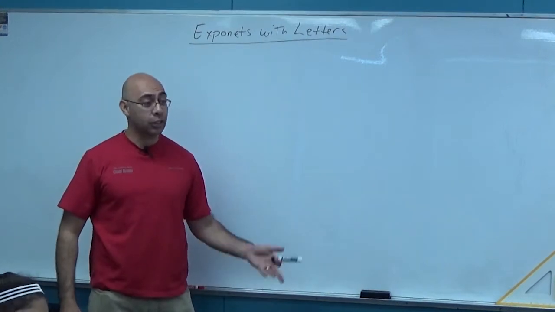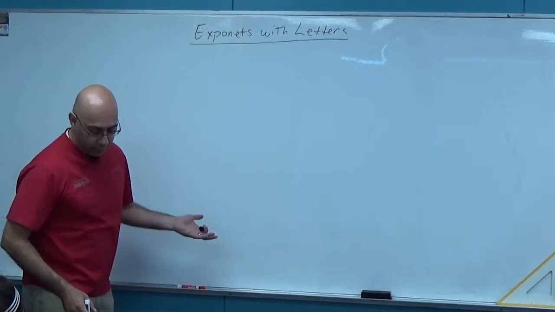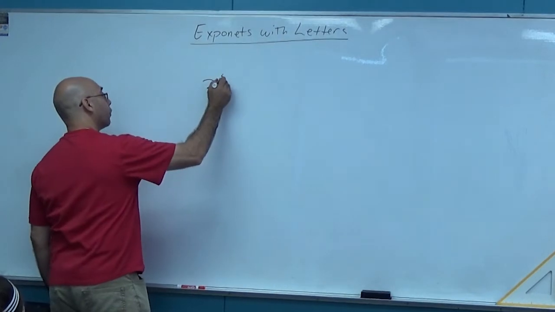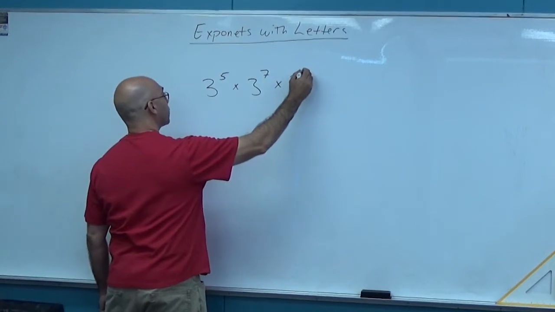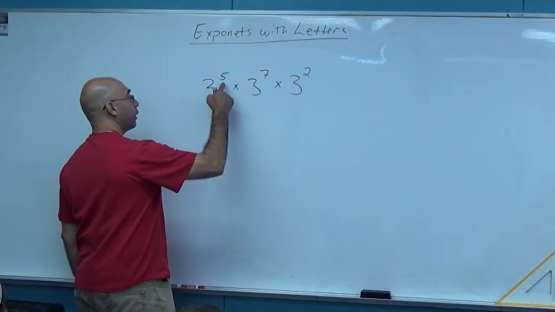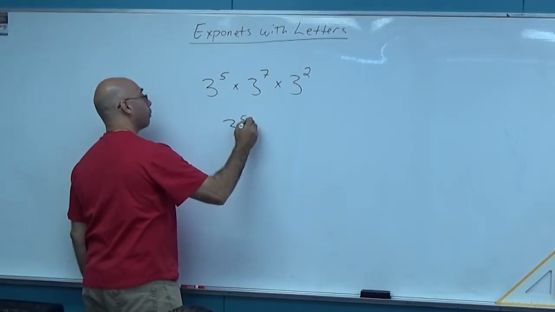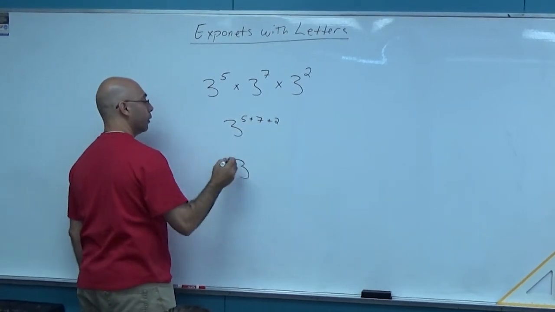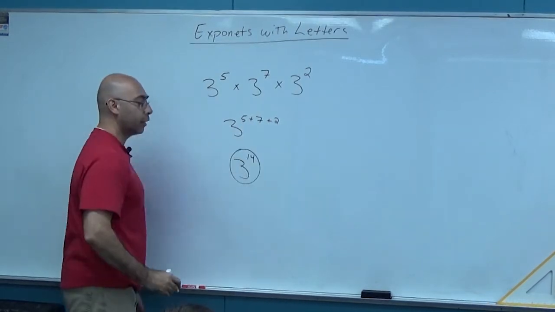There's not much more I can teach. I'm just going to give a few examples. And I'm going to use examples from what we've learned yesterday. 3 to the 5th power times 3 to the 7th power times 3 to the 2nd power. How would I do that problem? Yeah, add up all the exponents. 3 to the 5 plus 7 plus 2. And what's 5 plus 7 plus 2? 14. That's your final answer.